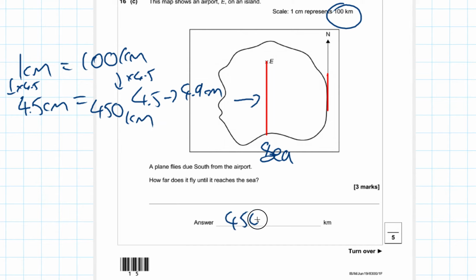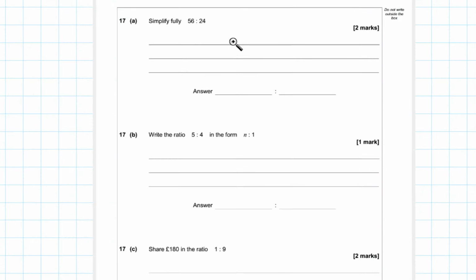So to get the full marks of this, you need anything between 450 to 490. Even if you measure it wrong, make sure you at least show your workings out, because there's 3 marks here, and 2 of those were working out marks, i.e. drawing a line south and attempting to measure it. Okay, let's move forward.